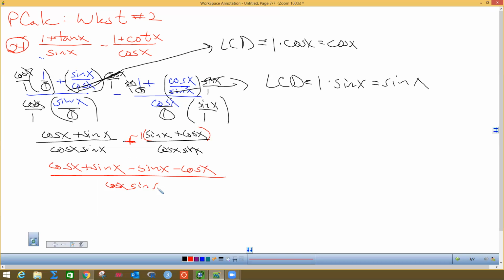And then I'm going to add like terms. Well, this positive sine and that negative sine cancel out. That's 0. This positive cosine and that negative cosine cancel out, so that's 0. So that's 0 over cosine x sine x. And 0 divided by anything is 0. So that's your problem.